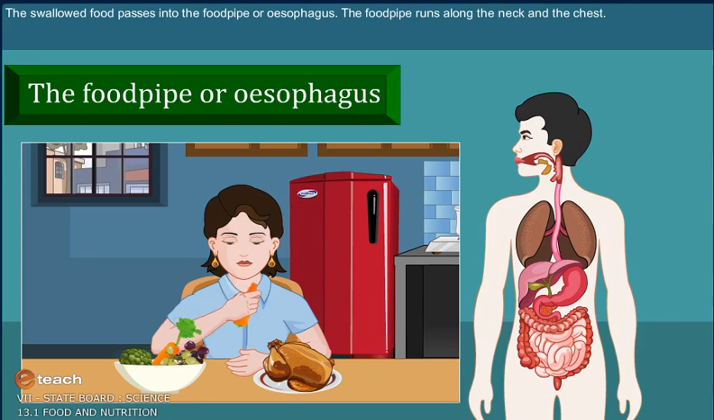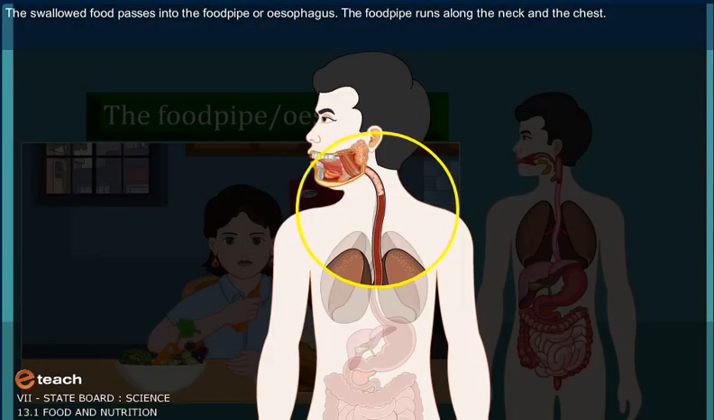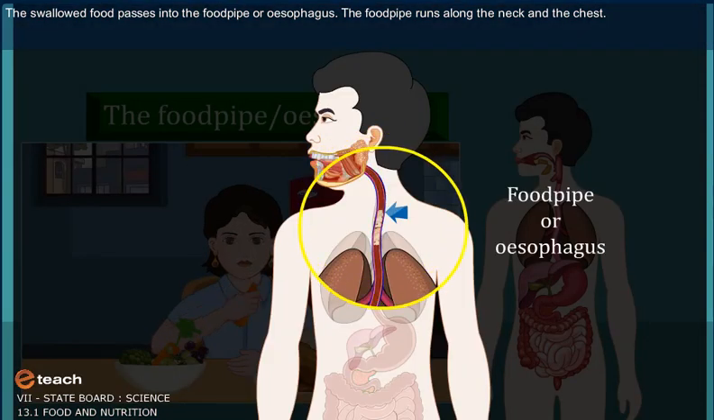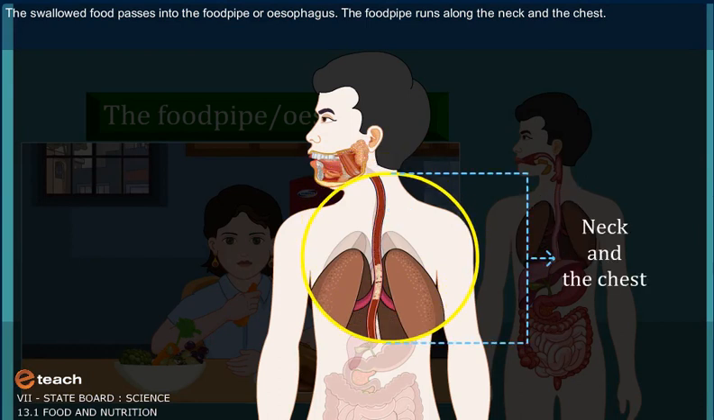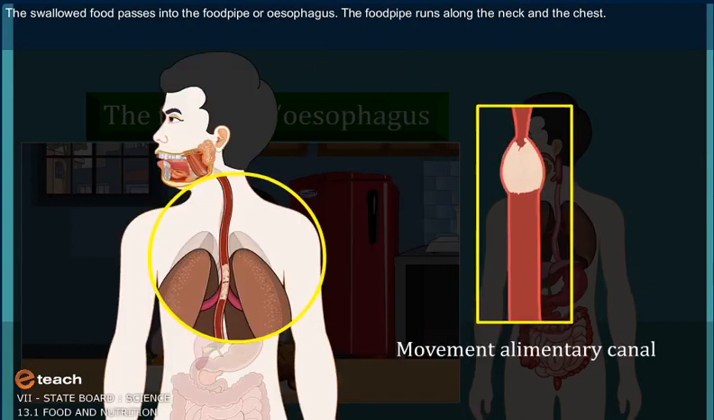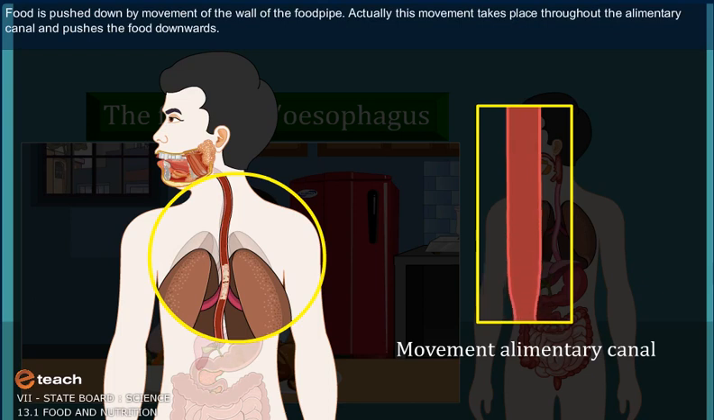The swallowed food passes into the food pipe or esophagus. The food pipe runs along the neck and the chest. Food is pushed down by movement of the wall of the food pipe. Actually, this movement takes place throughout the alimentary canal and pushes the food downwards.